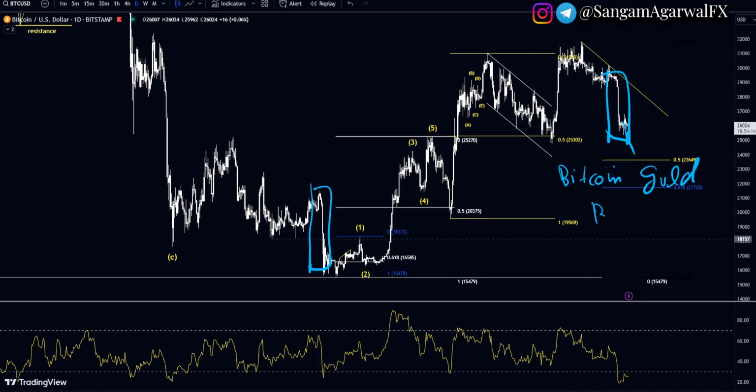And after the BRICS meeting, if you buy Bitcoin as an alternate for gold, then don't make this mistake. Buy gold. But if you are a fan of crypto, then you can buy.